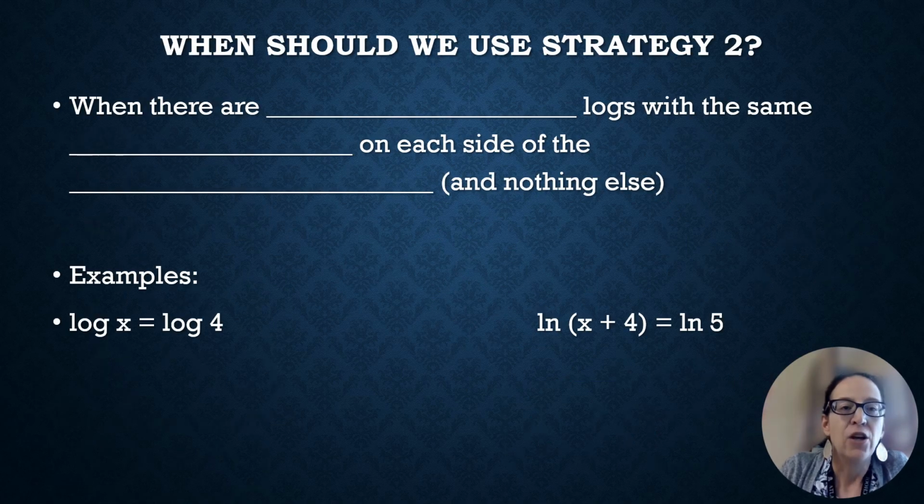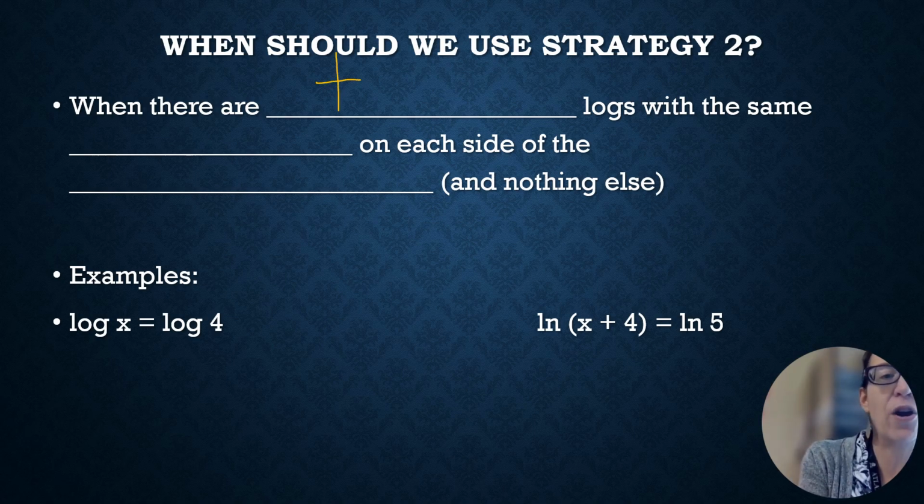Great. So what about strategy 2? When do we use strategy 2? Well, this is the setting the arguments equal. So we use strategy 2 when there are two logs with the same base.